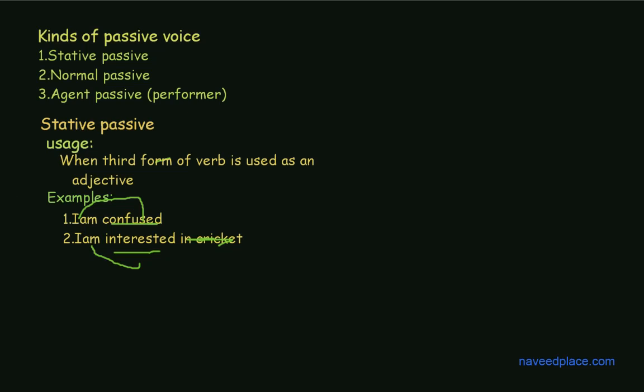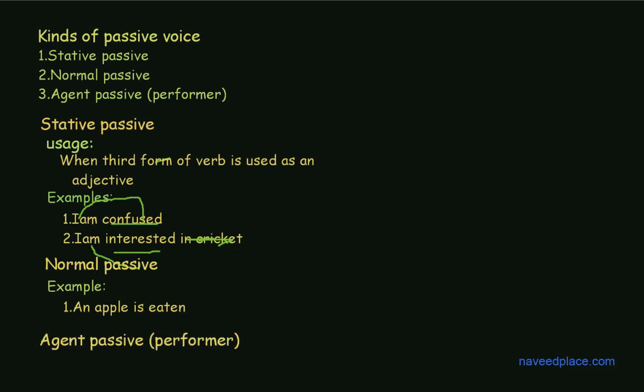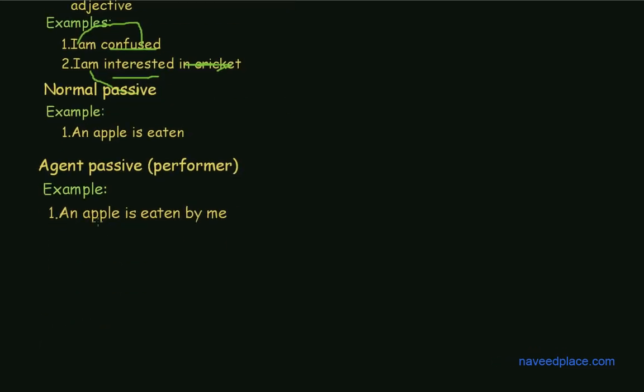Then we have normal passive. For example, if we say that an apple is eaten, this is called normal passive. Then we have agent passive. In the agent passive we show who performed this act, for example, an apple is eaten by me.